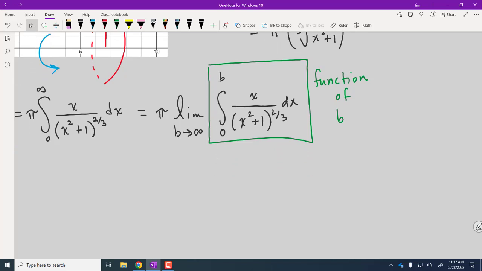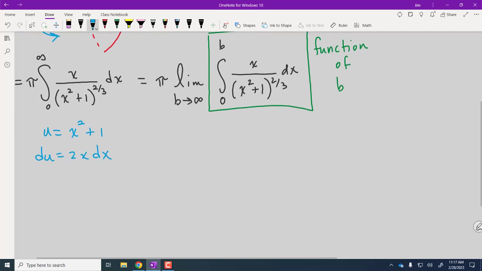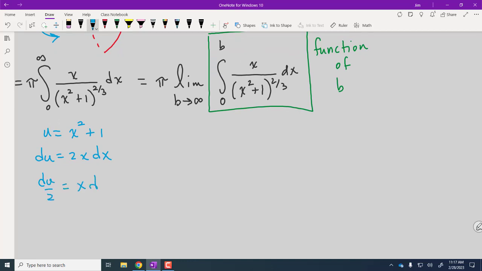What integration technique is going to work beautifully here? U sub. Right? Because if we look at x squared plus 1, its derivative is 2x. That has to be somewhere if it's going to be useful, and it is. In the numerator, it's not exactly 2x, but it's close. So we're going to let u be x squared plus 1. du will be 2x dx. And if we divide both sides of this equation by 2, we'll have an expression for x dx.